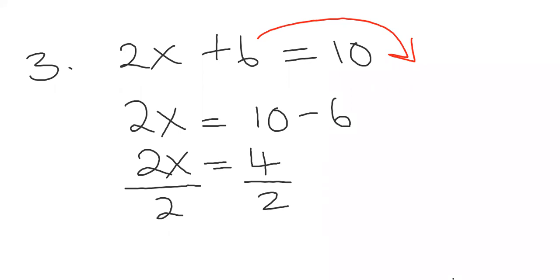Now, mathematically, if the numerator is the same as the denominator, they cancel out. So it means you are now left with x is equals to 4 divided by 2, and 4 divided by 2 gives us a 2. So that's your final answer.